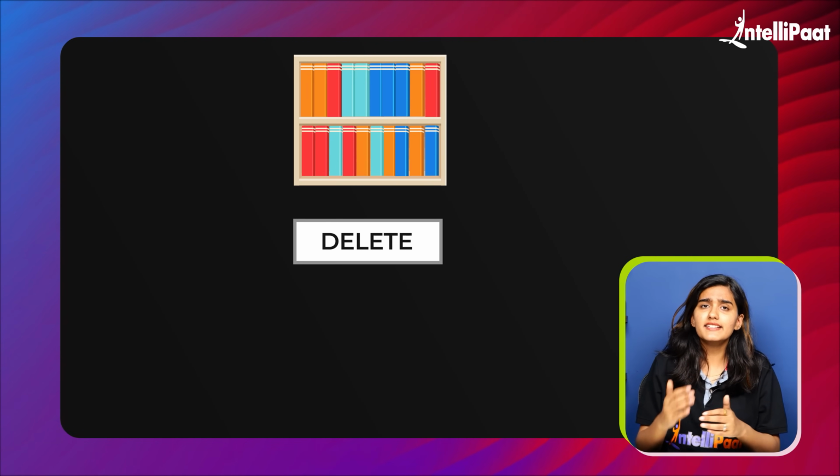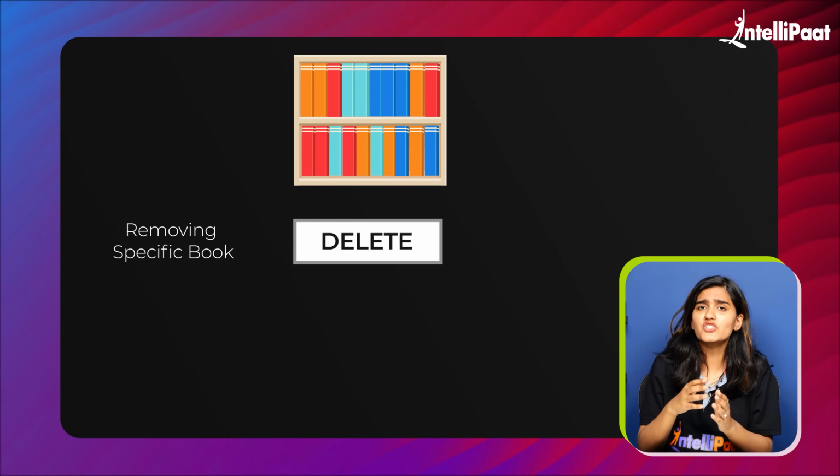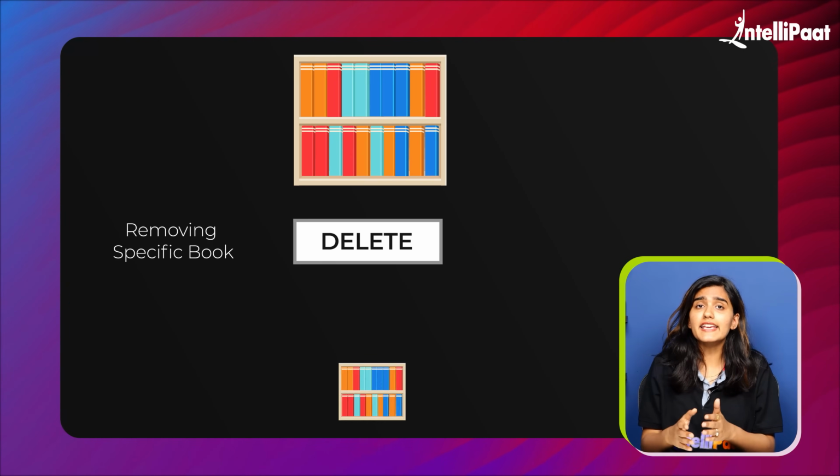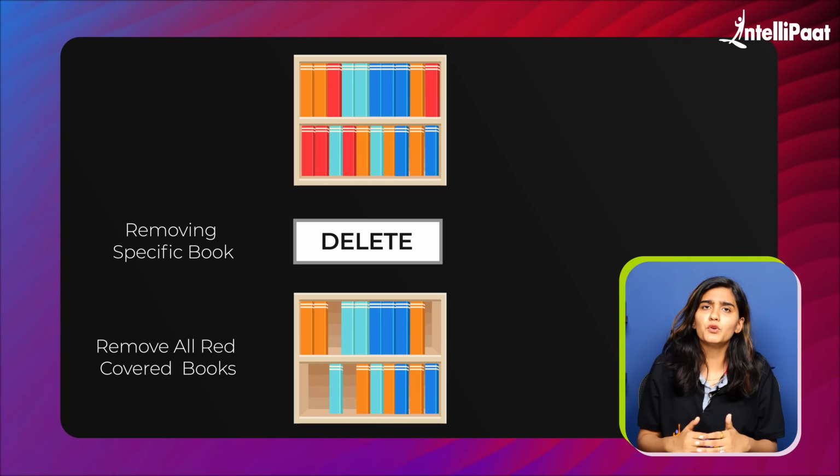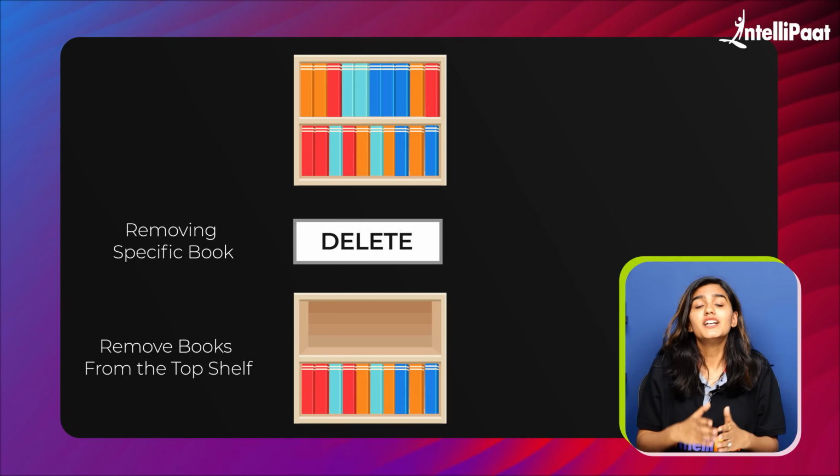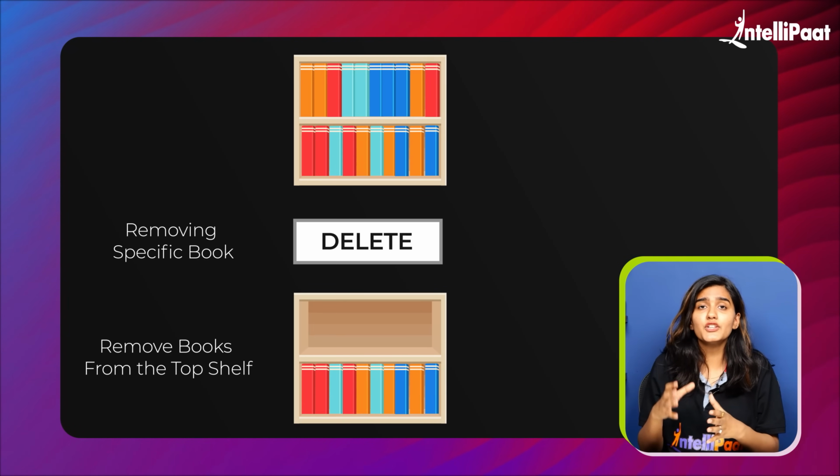First, delete. This is like removing a specific book from the shelf based on a certain condition. Like I want to remove all the red covered books or remove books from the top shelf. So delete lets you choose what exactly you want to remove.